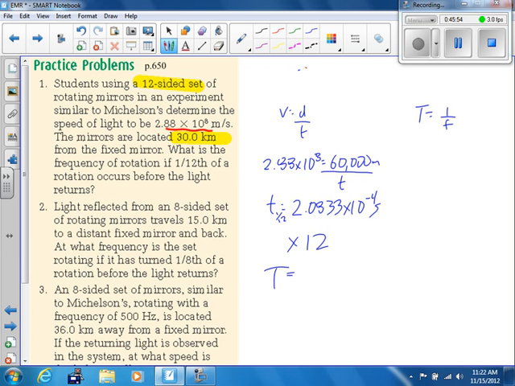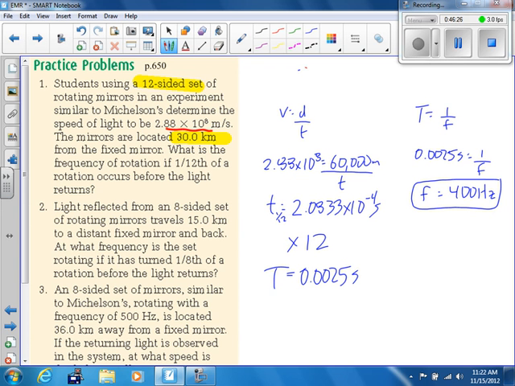What's that? 12 times 2.08 times 10 to the negative 4. 0.0025 seconds. Now we can plug that in here. 0.0025 seconds equals 1 over f, and then we can solve for f. F is equal to 1 over 0.0025. I think that's 400. And we're done. The same two equations, but solving for a different variable.